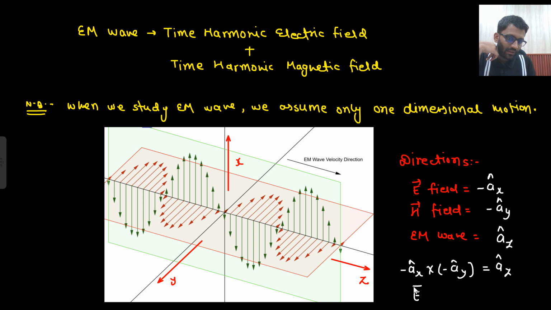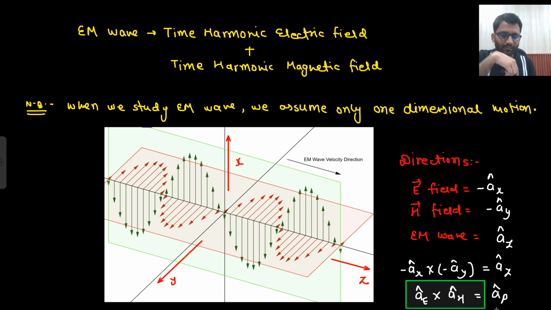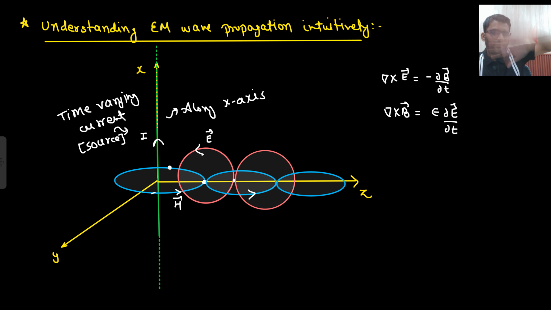So the direction of electric field cross the direction of magnetic field will give us the direction of propagation of the EM wave. P is equal to E cross H. Electric field was dancing in X, magnetic field was dancing in Y, propagation was in Z. Is that clear? Say yes or no.